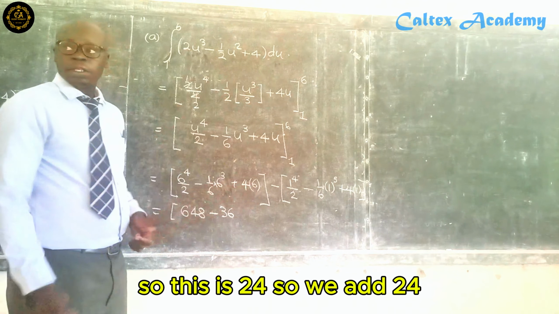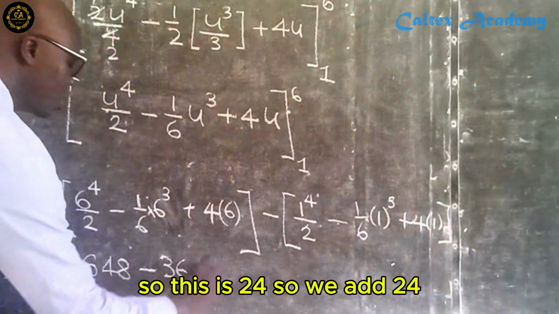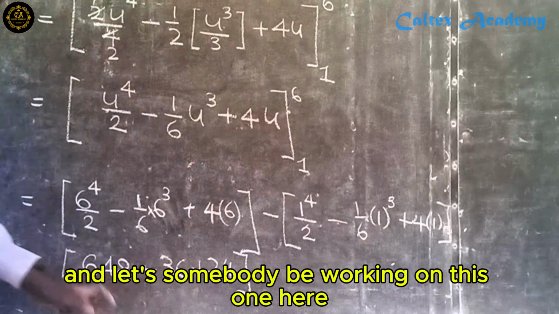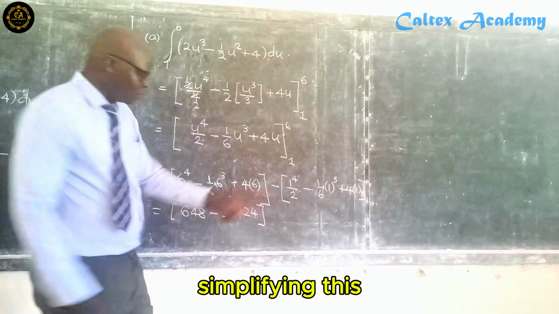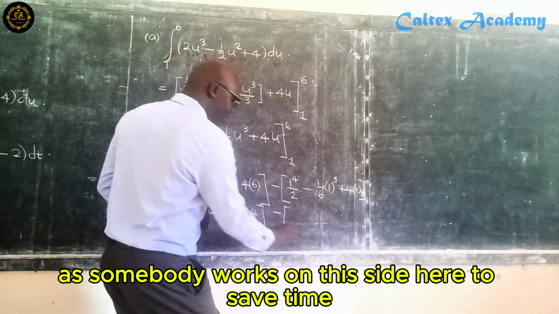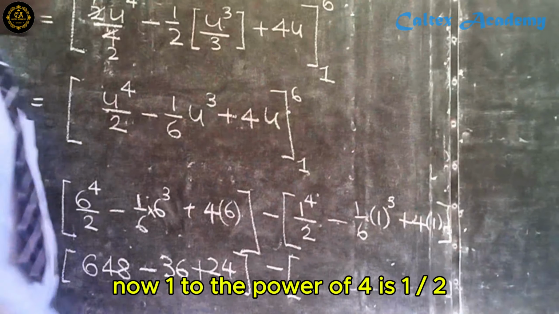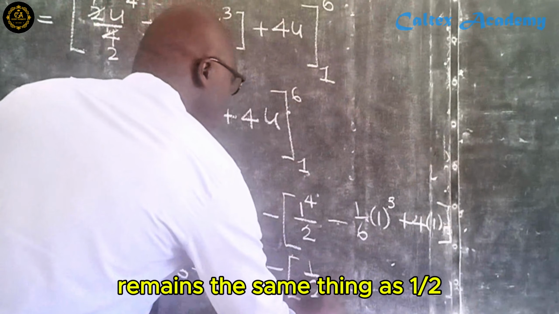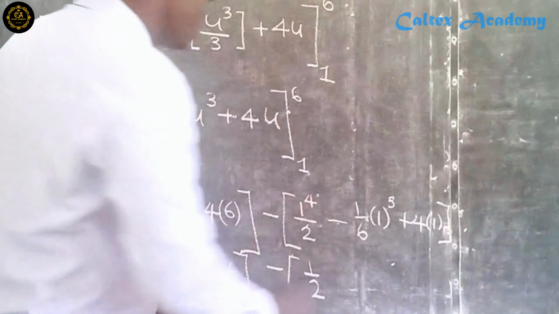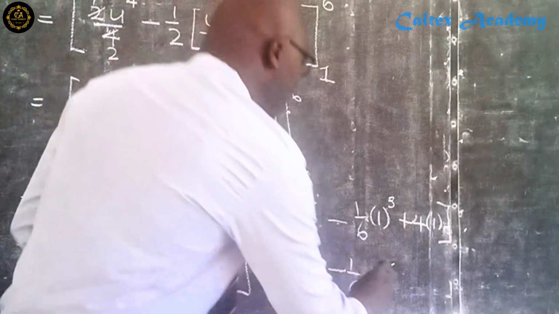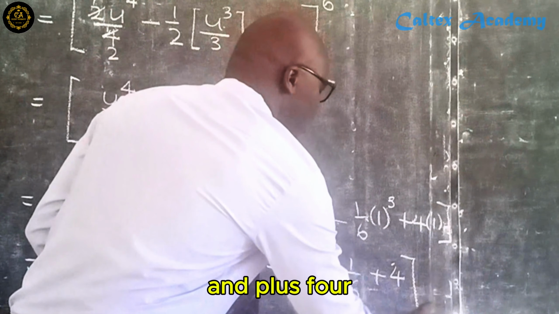So this is 24. And let's say we work with this one here, simplifying this as we go to save time. Now 1 to the power of 4 is 1, divided by 2 remains the same as 1 half. This also remains the same as minus 1 over 6 and plus 4.